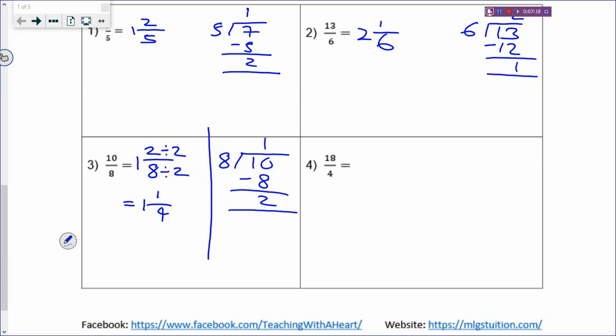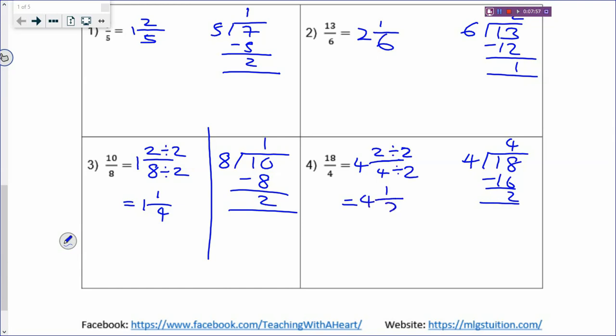Alright, now let's go to 18 over 4. Same thing, I take 18 and divide by 4. 4 times 4, I get 16, and my remainder is 2. So what's the mixed number? The quotient is the whole number, the remainder is on top, and the 4 is below. So you have 4 and 2 over 4. Is it the simplest form? No. I can divide both the numerator and the denominator by 2, and I will get 4 and 1 over 2, or 4.5. That is my simplest form.